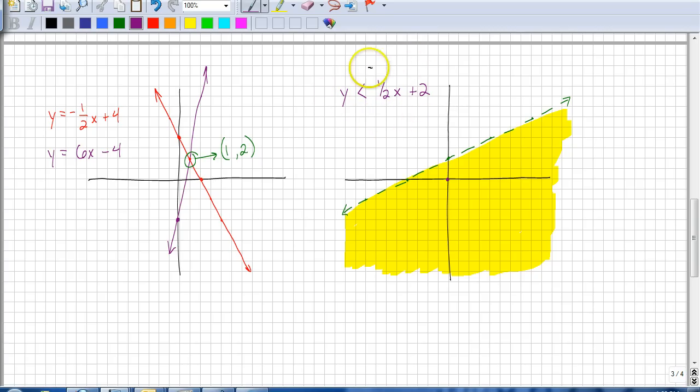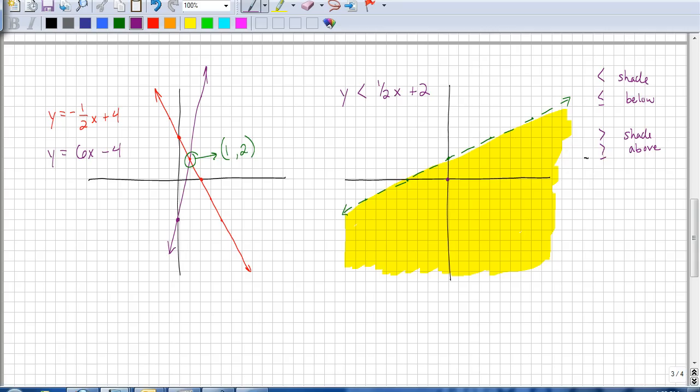When it's in slope-intercept form, all you have to do is look at the inequality to see if you shade above or below the line. If it's less than or equal to, we shade below the line. If it's greater than or equal to, you're going to shade above the line. But again, that only works if it's in slope-intercept form.